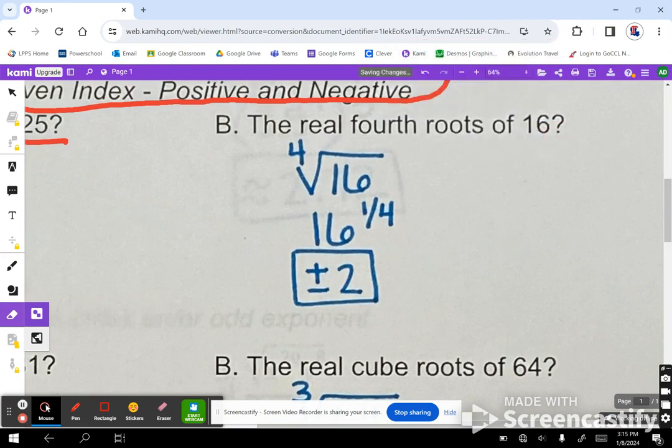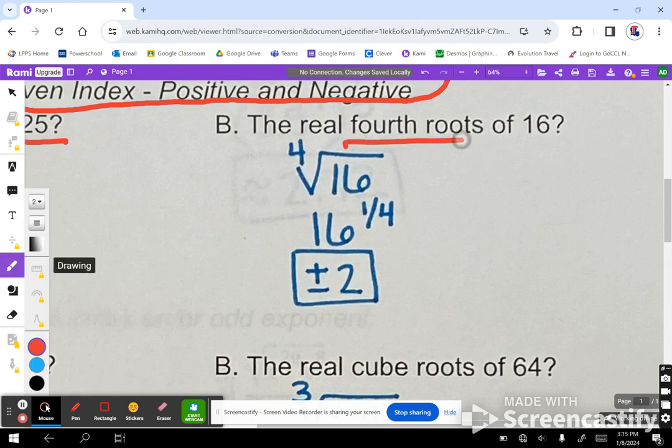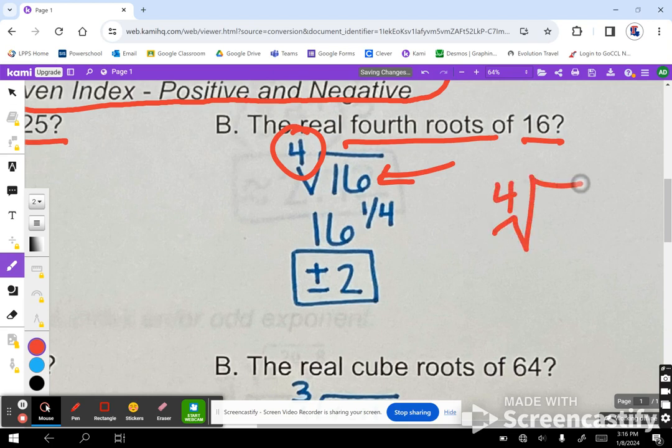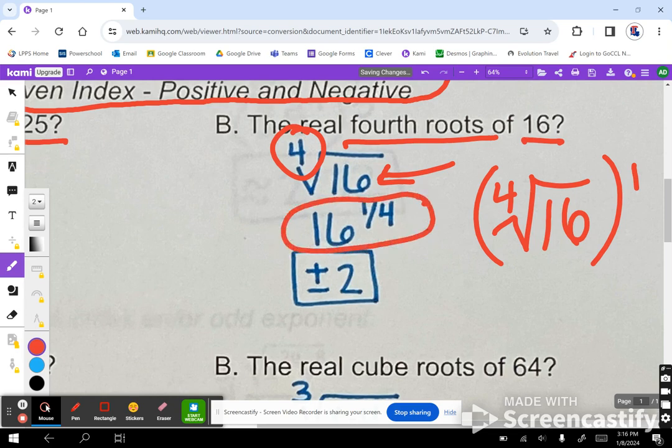All right, now with part B, the real fourth root, because I have the fourth root, my index is going to be 4. And 16 is going to be your radicand. Okay, radicand. So your index is 4. Now again, you may see it written like this, the fourth root of 16 with parentheses and an understood 1. And then 16 raised to the 1 over 4. Remember, your index is always your denominator. Your index in this case, which is 4, that little number over there, is always the denominator of your fraction.